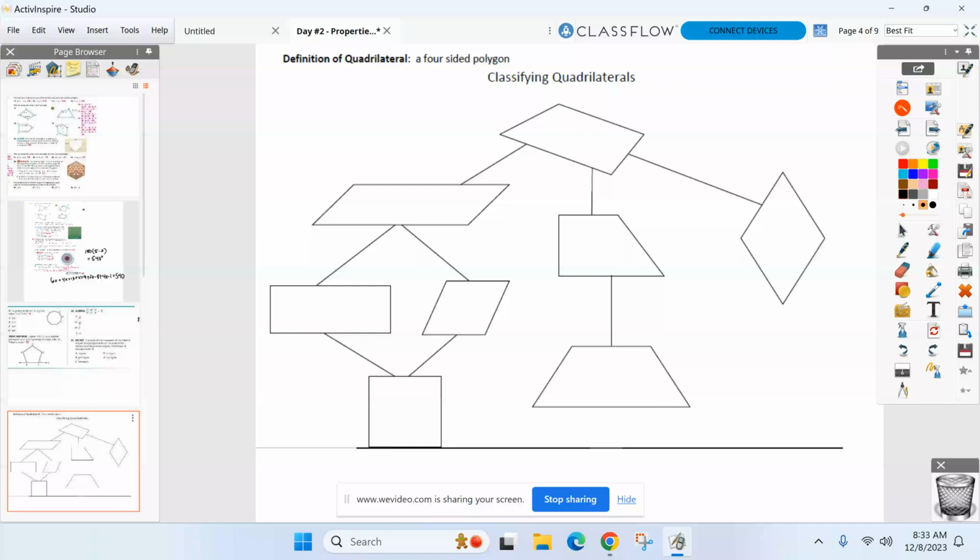Top, quadrilateral. Any four-sided figure can be considered a quadrilateral. Now, there are different types of quadrilaterals, though. You see how they're broken up into three families. There's a reason why they're broken up into three families, which I'll go over after I introduce the first family. The first family here is the parallelogram family.